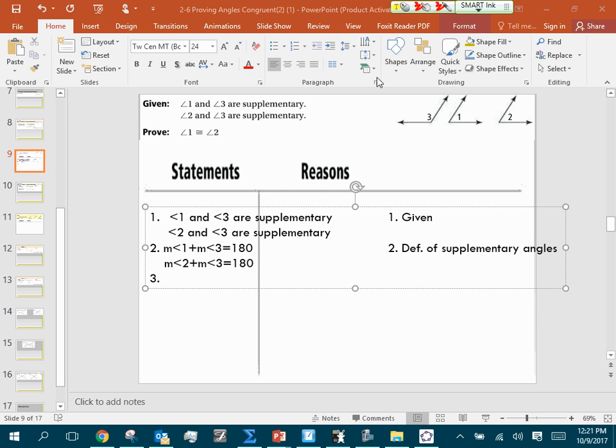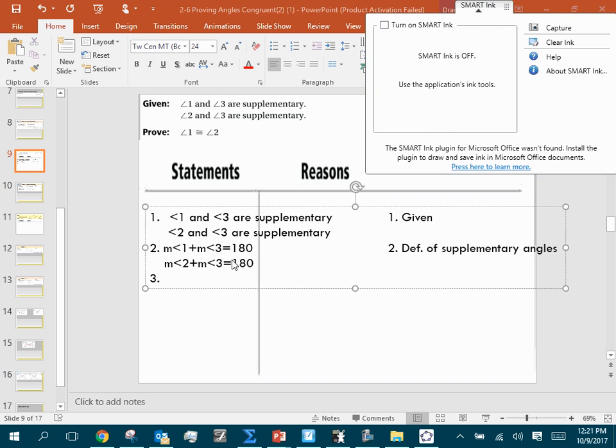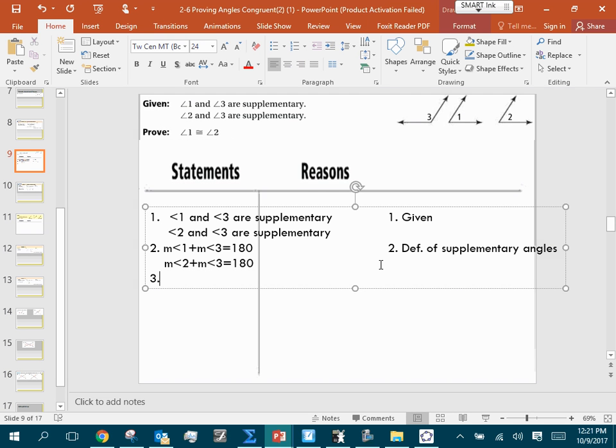So I'm going to say now that measure of angle 1 plus measure of angle 3 equals measure of angle 2 plus measure of angle 3.